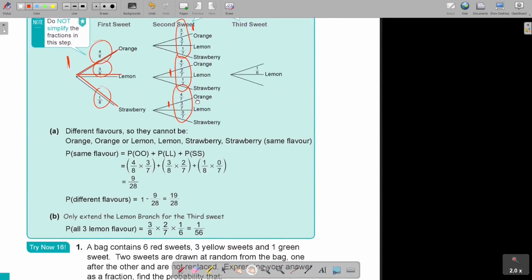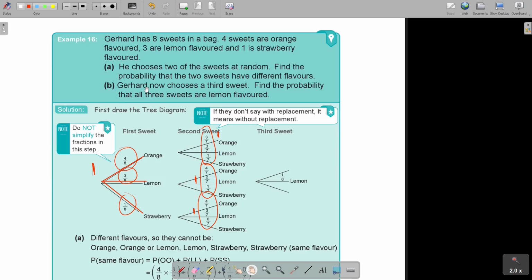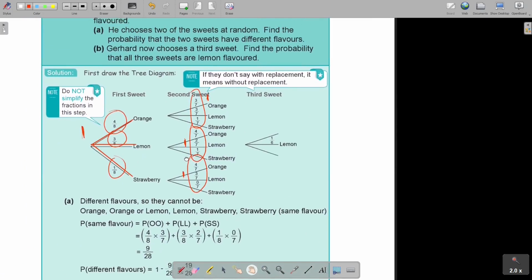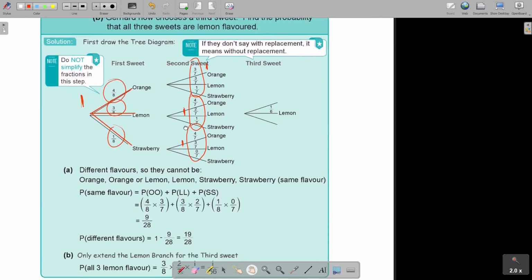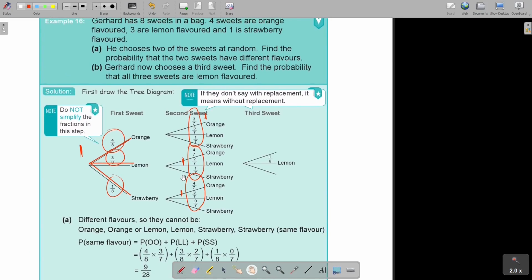And then I said to you also, if they say the two sweets have different flavors, as soon as you see different, first take the same flavor. If I work along a branch, I multiply. So I'm first taking the same. They ask for different, I'll show you now. I multiply, and then I multiply. Now, if I want the result of all this, I add.